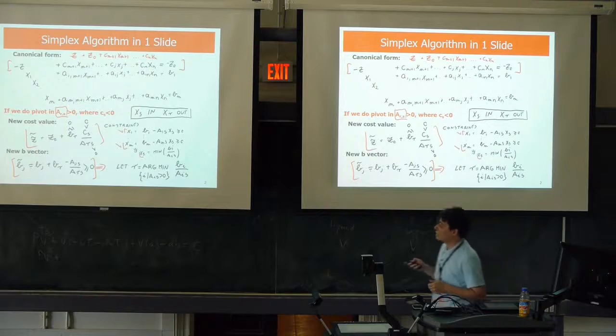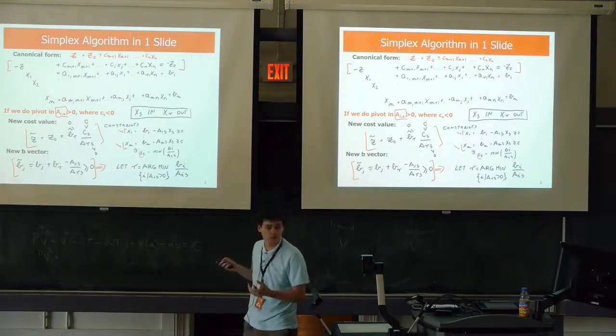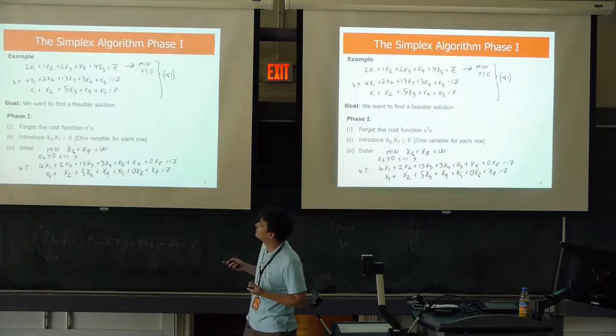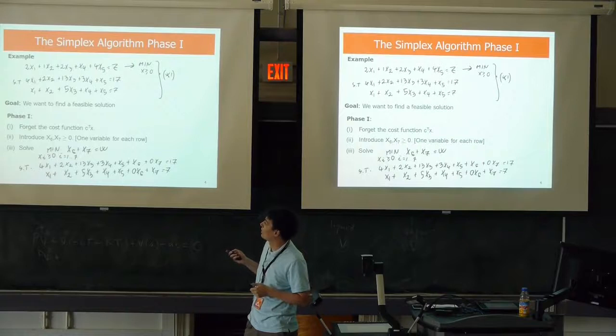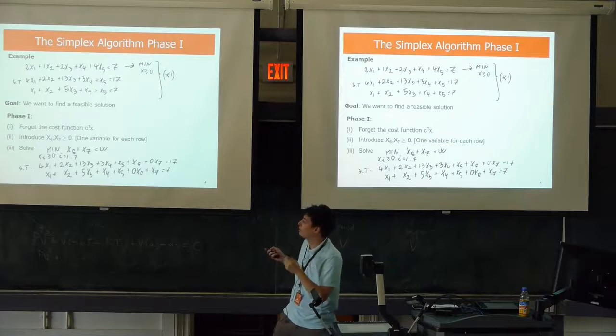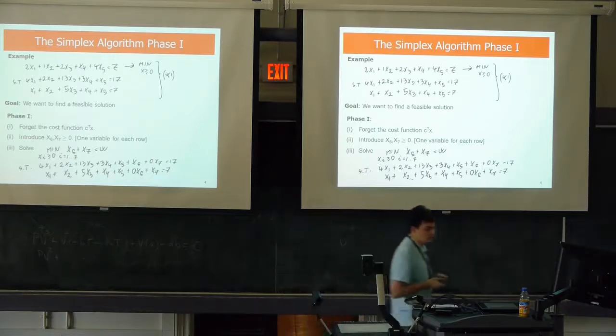No? Good. So the only drawback here is that we need a canonical form to start this simplex algorithm. And generally, we don't have that. We just have a standard form. And the question is, how can we find a feasible solution of the standard form that's in canonical form? But that's very easy. You just need to introduce new variables.